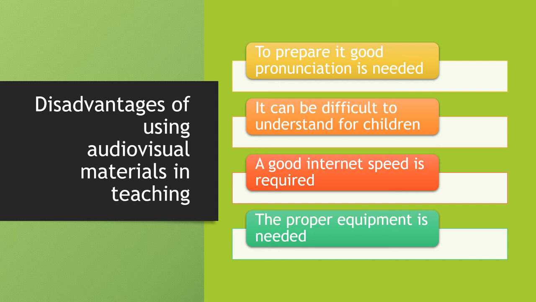It can be difficult to understand for children. Yes, I have said a while ago, we must have the flexibility to teach at their own pace. A good internet speed is required. The proper equipment is also needed, because if you have defective equipment while using audiovisual materials, it will be hard for everyone to assess what you are doing and what you are trying to convince them to do.